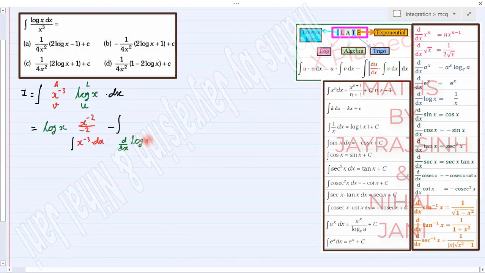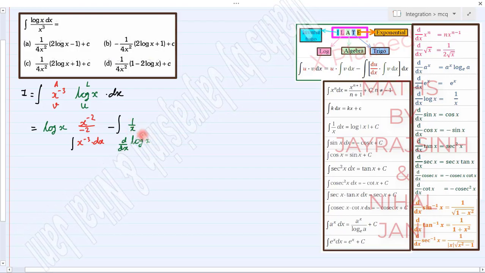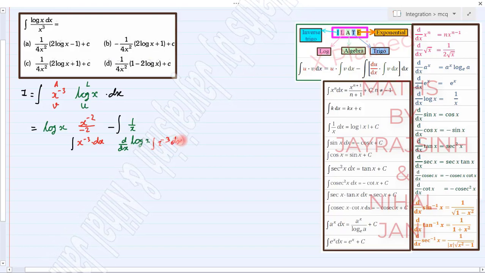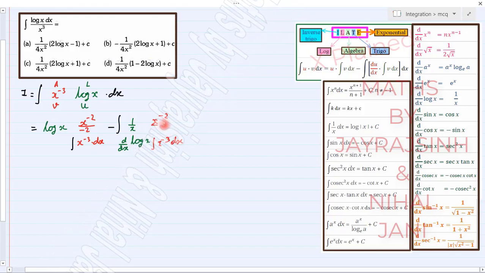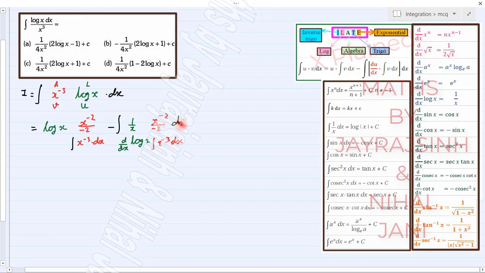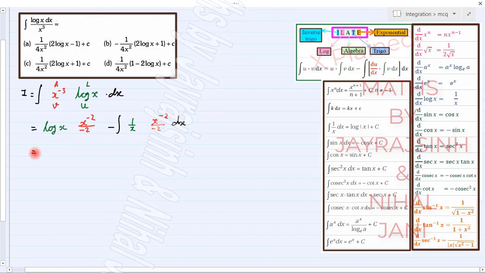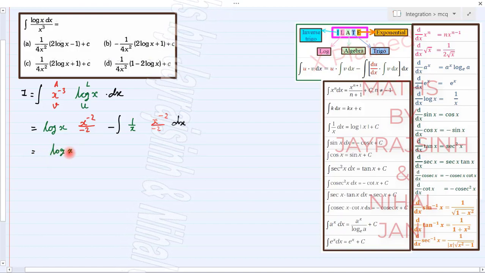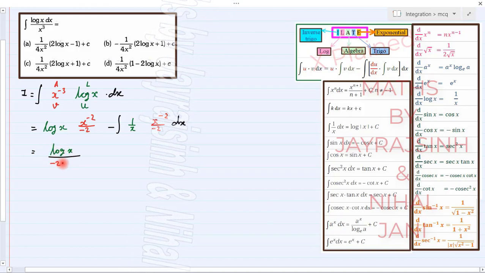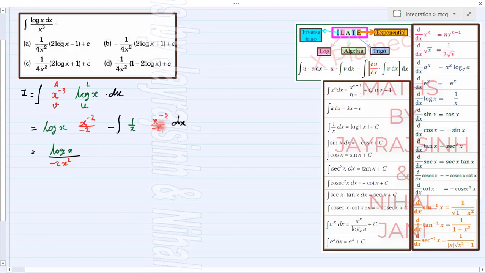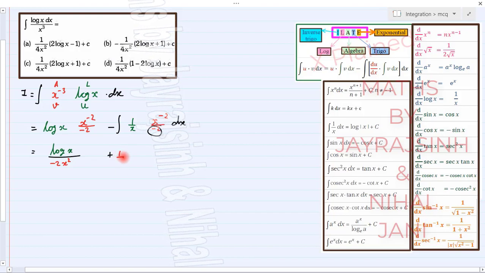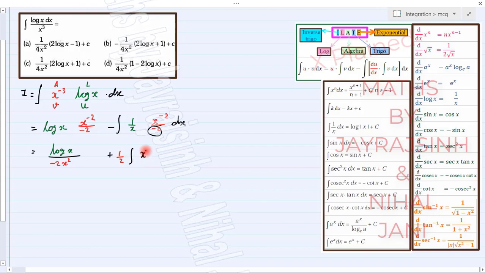is log x. So it will be 1 by x, and integration of x raised to minus 3, which will be x raised to minus 2 upon minus 2 dot dx. So let's rearrange the term. We will get log x upon minus 2x square, and here minus 2 will be taken outside, so we'll get plus 1 by 2, and we have to integrate x raised to minus 3.